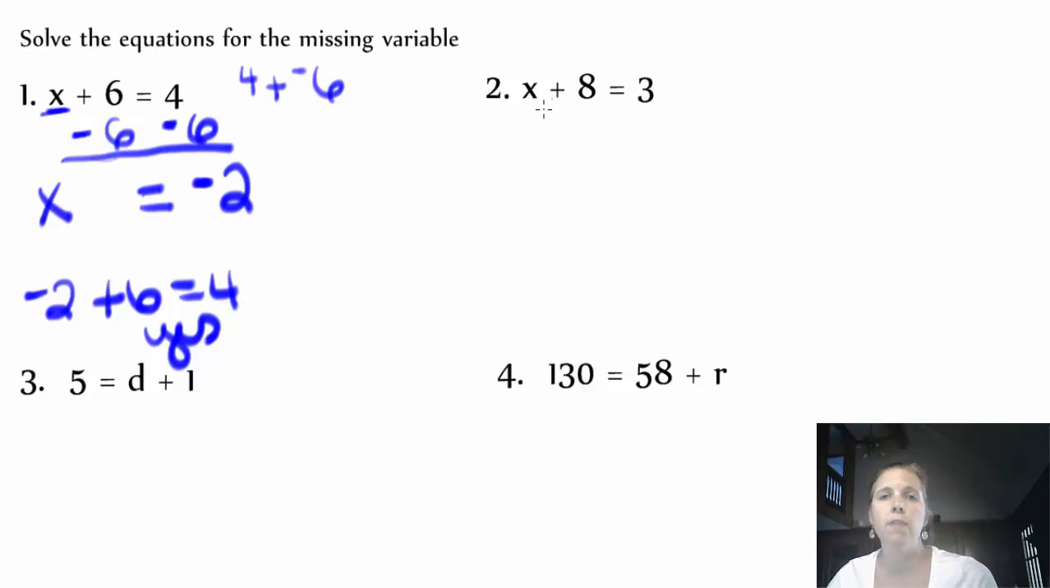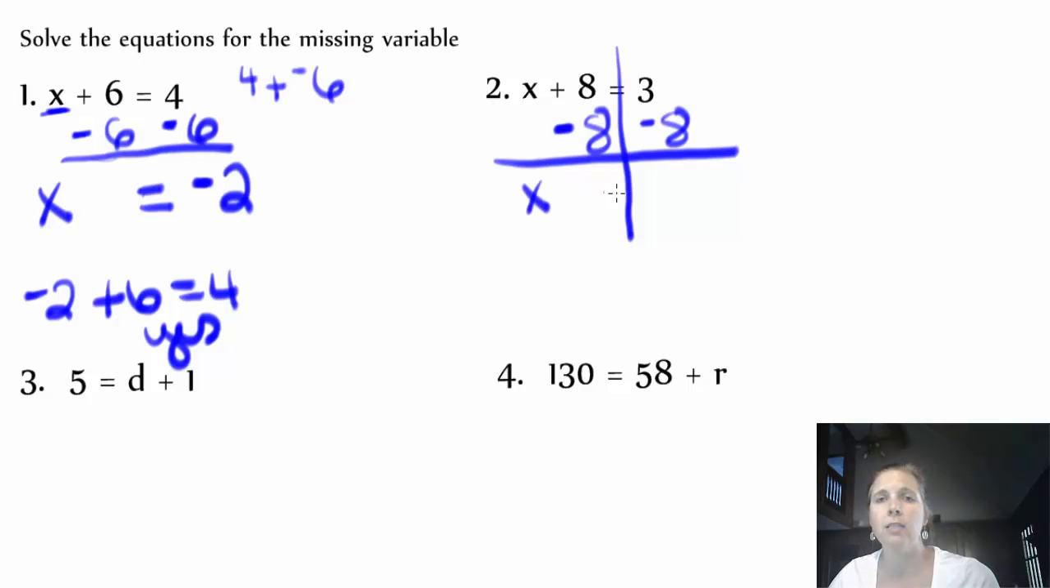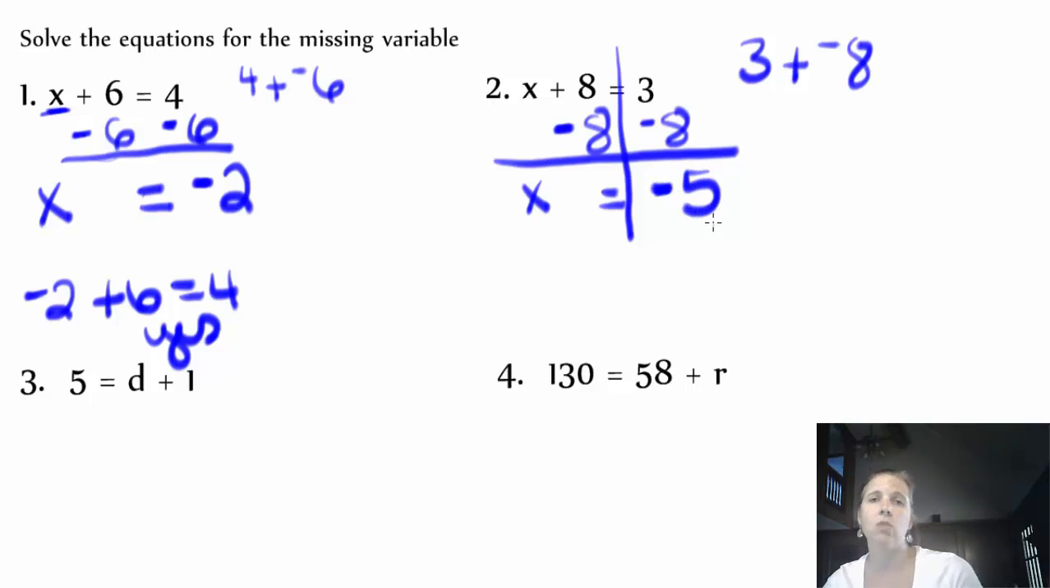Moving on, we have x plus 8 equals 3. Since it's plus 8, we're going to subtract 8. We haven't changed the value because what we did to one side of the equal sign, we did to the other. Sometimes people like to put a line through here. You can do that as well. Those become 0. x equals 3 plus a negative 8, so your sign is going to be negative and you're really subtracting, so x equals negative 5.